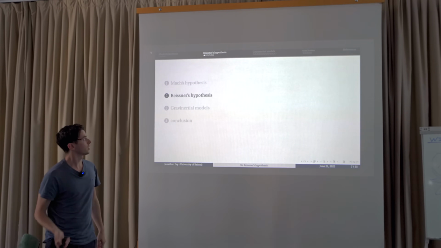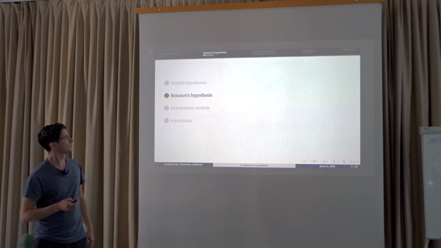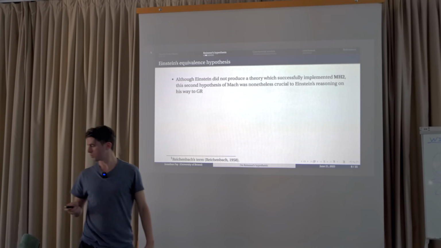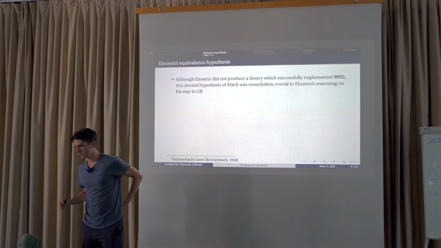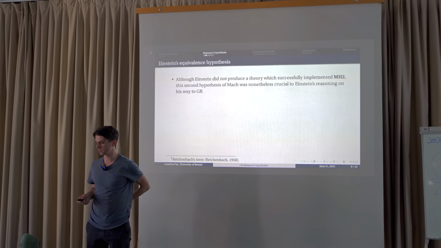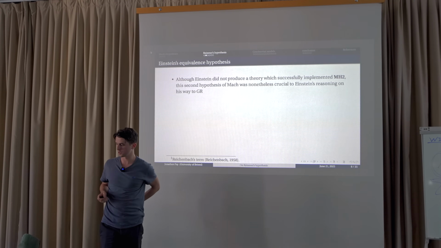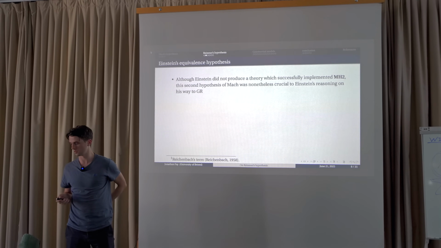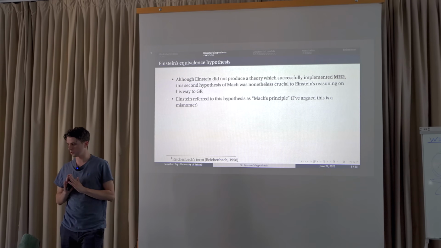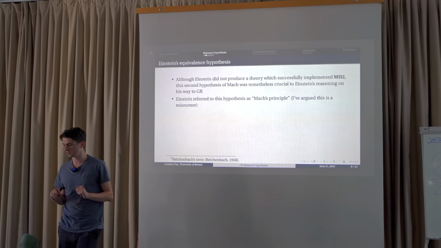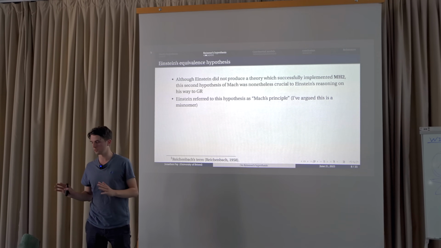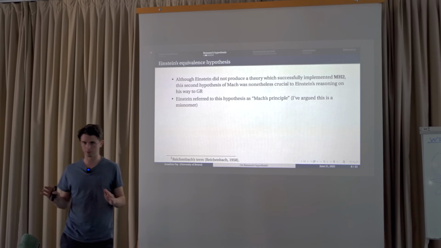Okay, next. So Reissner's hypothesis. Although Einstein did not produce a theory which successfully implements the second hypothesis of Mach, it was nonetheless crucial to Einstein's reasoning on his way to general relativity. And he referred to this hypothesis, Mach hypothesis 2, that I've called, as Mach's principle. I've argued this is a bit of a misnomer, it's a bit misleading.